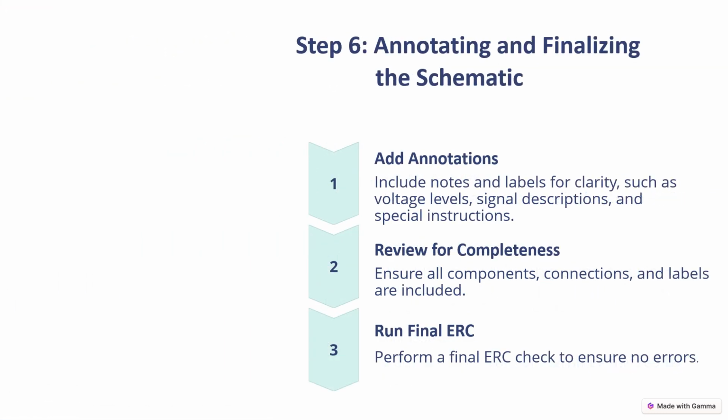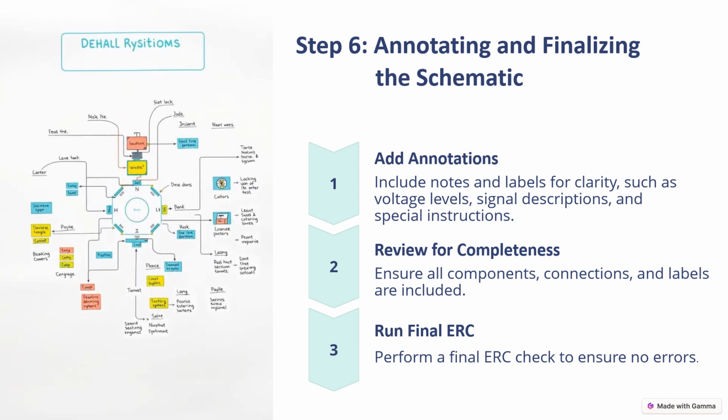Sixth step is annotating and finalizing the schematic. Add annotations: include notes and labels for clarity, such as voltage labels, signal descriptions and special instructions. Review for completeness: ensure all components, connections and labels are included. Run final ERC: perform a final ERC check to ensure no errors.